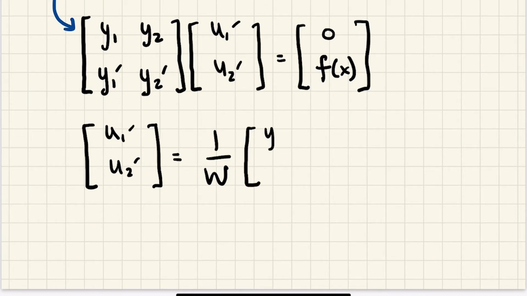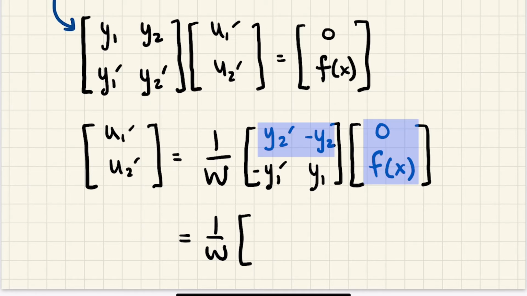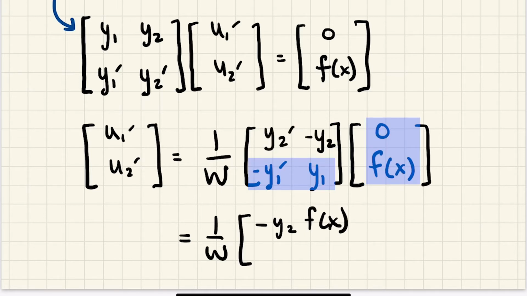You swap the order of the diagonal entries, and you negate the entries along the anti-diagonal. And we're going to multiply that matrix by... well, let's actually do the product on the right by taking the dot product of the top row with the column. So we're going to get negative y2 times f of x. And the other entry is going to be the dot product of the bottom row with the right column. So we get positive y1 times f of x.